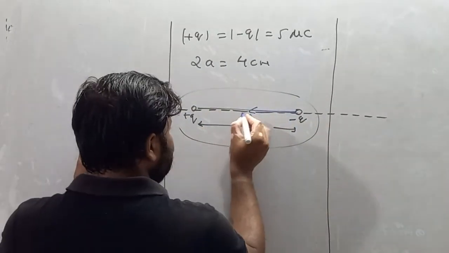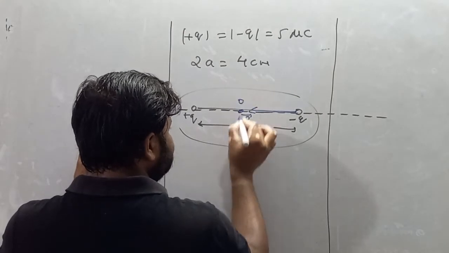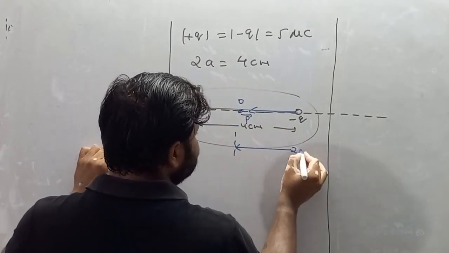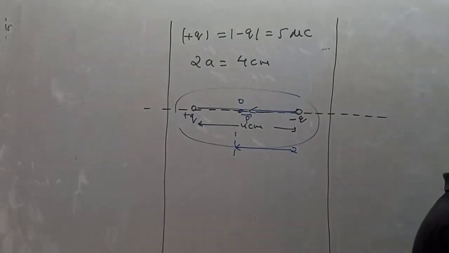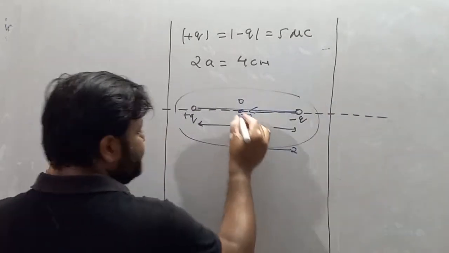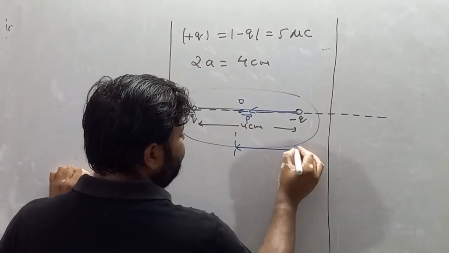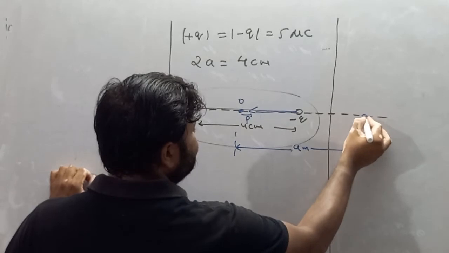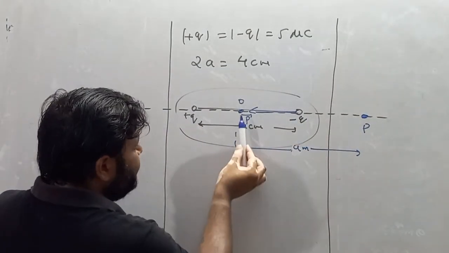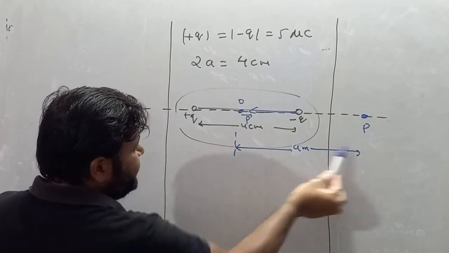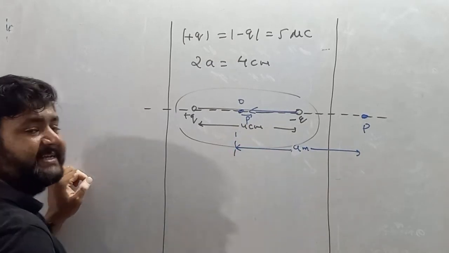So they are saying that from the center, that is O, 2 centimeter apart, I guess it is, calculate the electric field intensity at a point distance 4 centimeter apart. So this is the center. So we have to find electric field at this point P, which is 4 centimeter apart from the center of dipole.